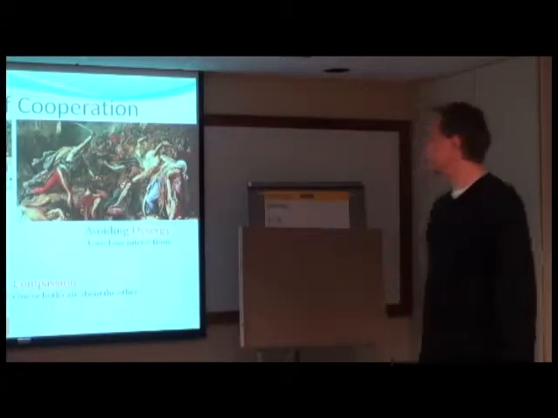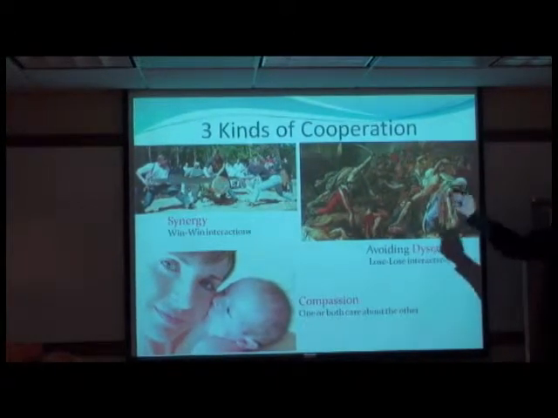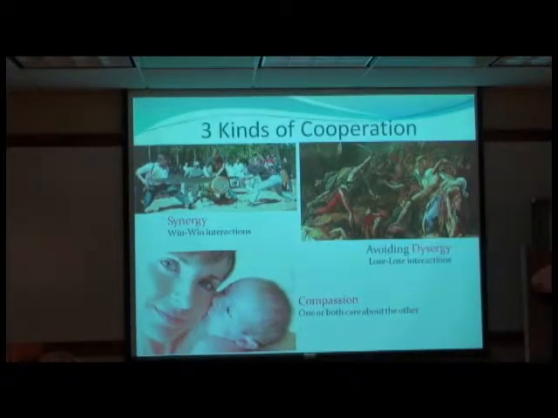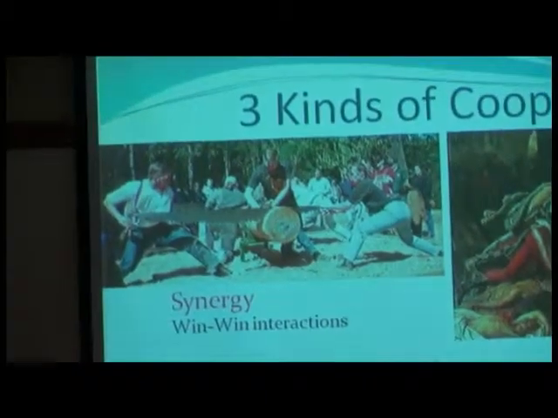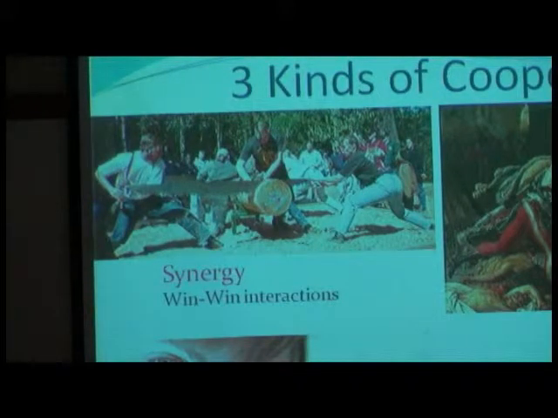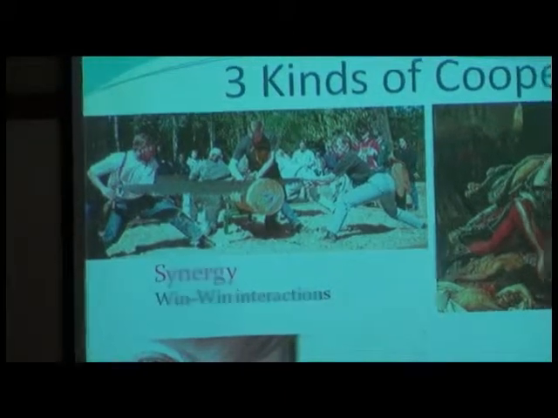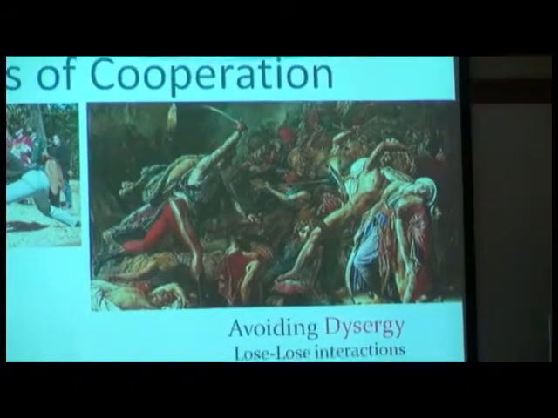Where does cooperation come from? Well, there are three basic ways that you can have a cooperative interaction. The first is synergy, and that's two entities which are working with each other in a way that helps each of them do better than if they weren't working with the other person. So just as a simple example, two loggers on a saw working together can cut much more effectively than either on their own could.